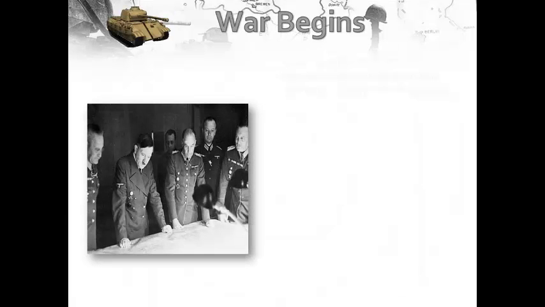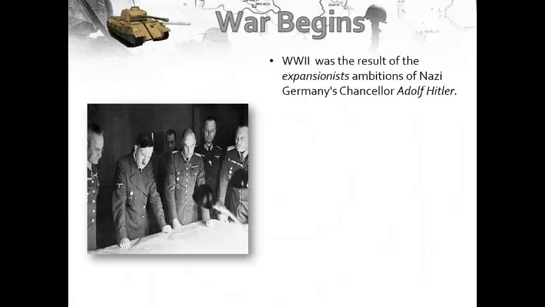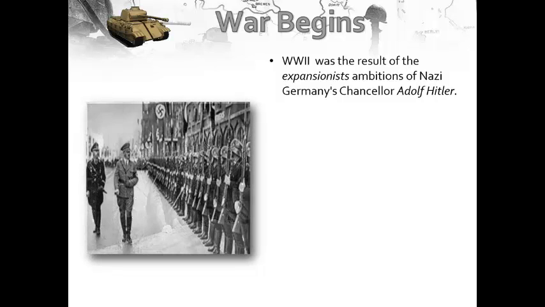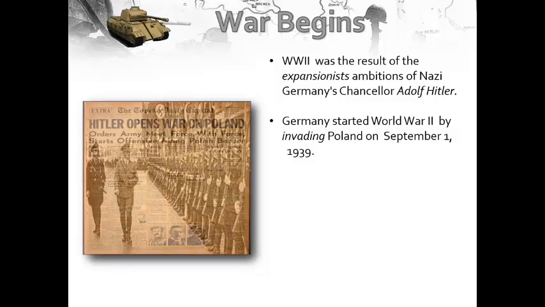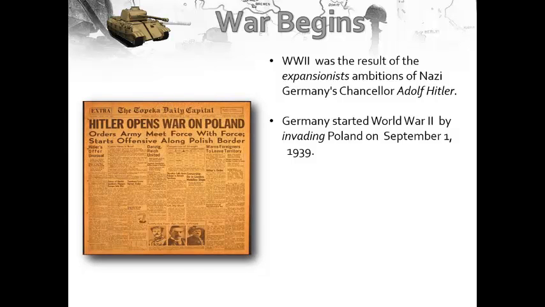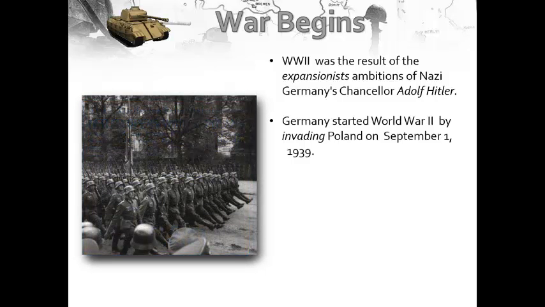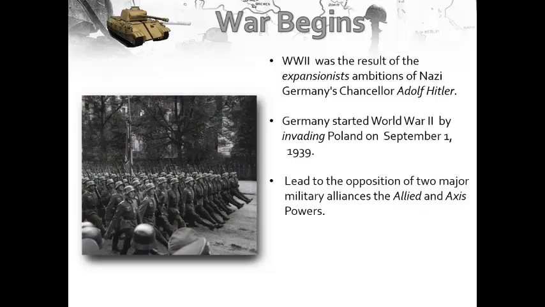World War II was the result of the expansionist ambitions of Nazi Germany's Chancellor Adolf Hitler. Germany started World War II by invading Poland on September 1, 1939. Britain and France responded by declaring war on Germany on September 3rd. Within a month, Poland was defeated by a combination of German and Soviet forces and was partitioned between Nazi Germany and the Soviet Union.